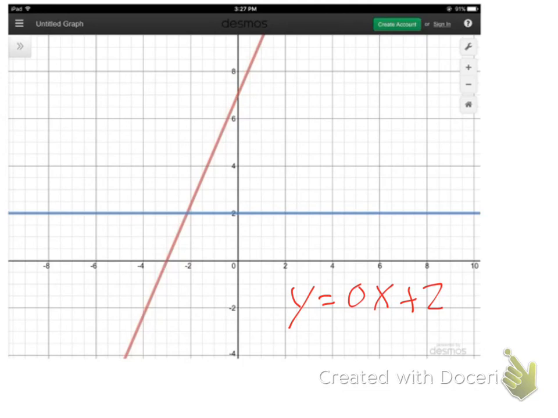What's 0 times anything? 0. Gone. So it's just y equals 2. All horizontal lines are y equals a number, aka the y-intercept. Done. That's how easy they can go.